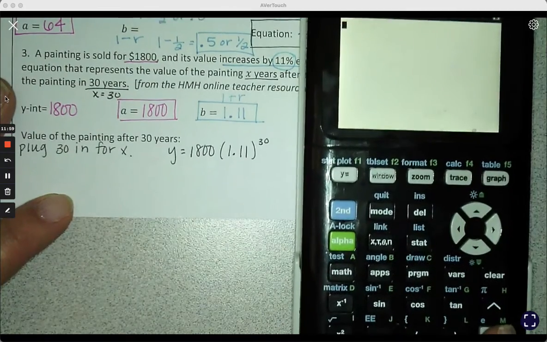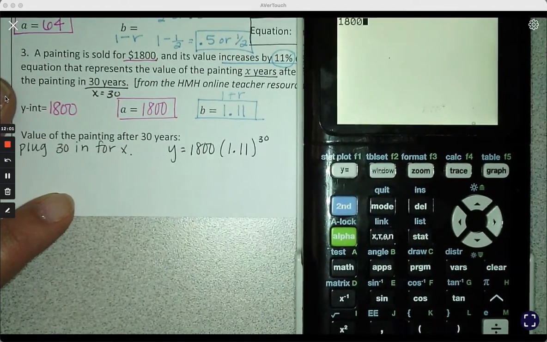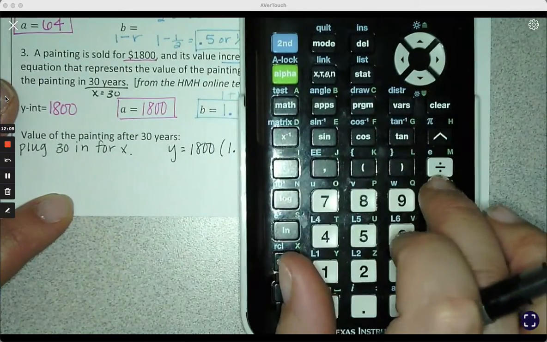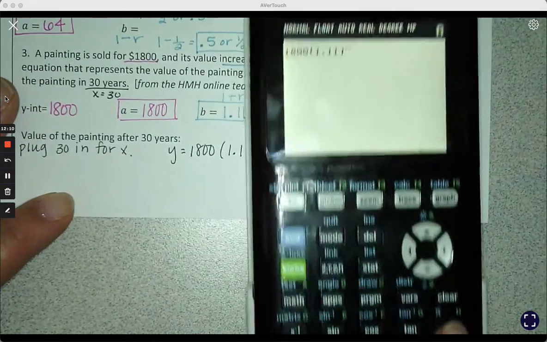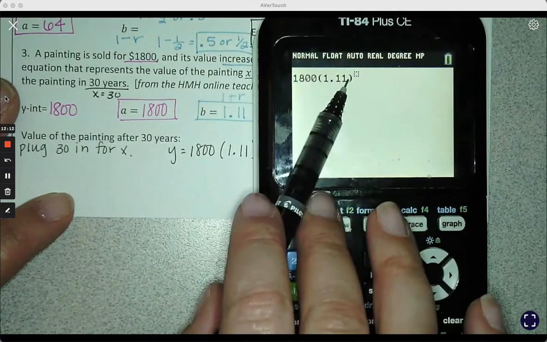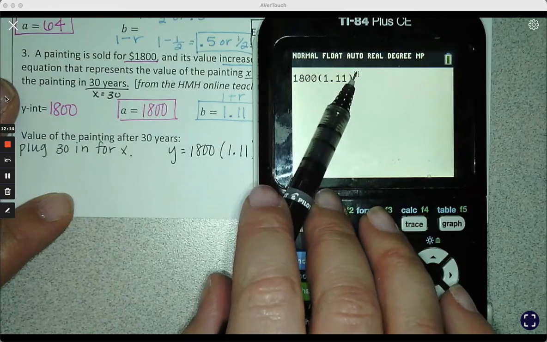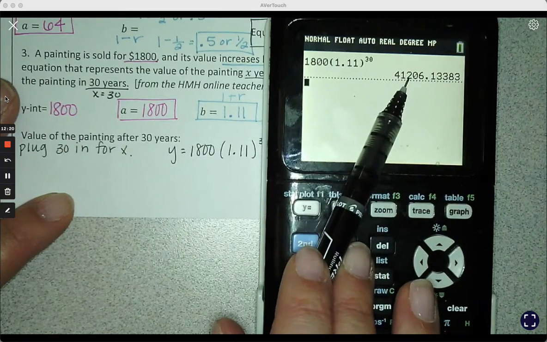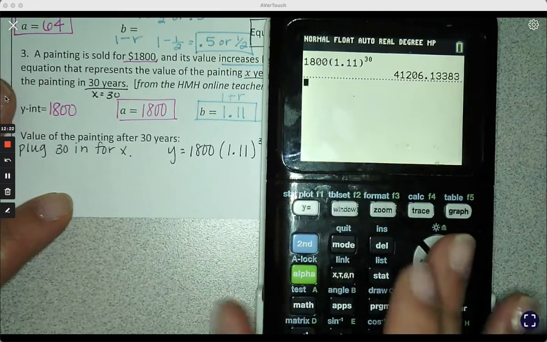So if we plug it in, we have 1,800, parentheses 1.11. Now I'm going to use this caret right here. It's above the division sign, boom. And you'll notice as soon as I hit that, I got an exponent box. And I'm going to type in the number 30. Once I hit enter, that's how much the painting is worth after 30 years.